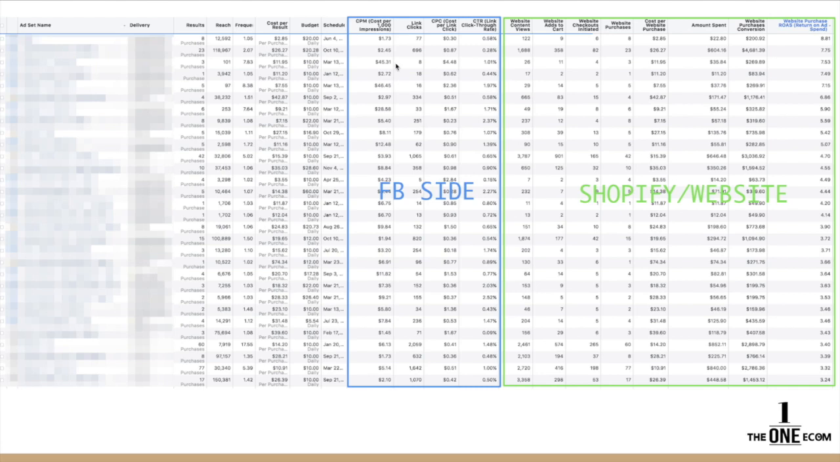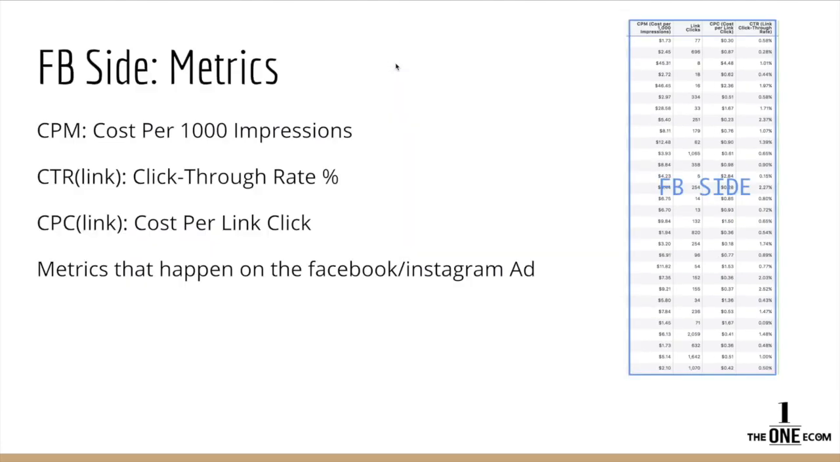So let's go to the Facebook side metrics. You have the CPM and the link clicks, the number of people who click your links, and we want to look at the cost per link click. And then we have the click-through rate. Let me explain what these mean.